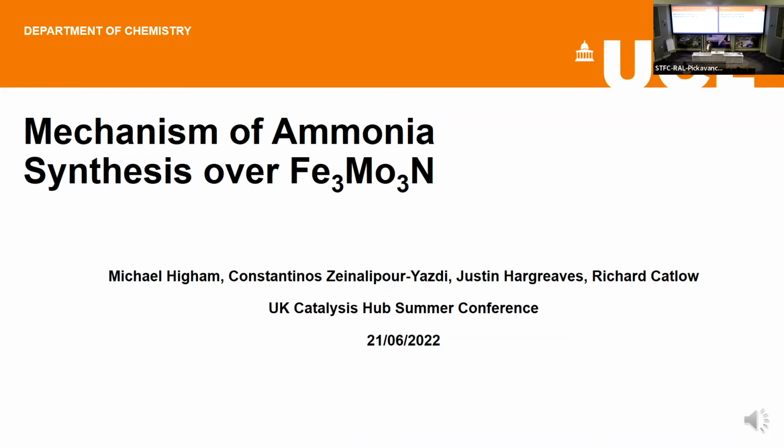So I'd like to present our work, which is using density functional theory methods to investigate the mechanism of ammonia synthesis on a ternary metal nitride surface. In doing so, we are able to obtain geometries for key intermediates and transition states. We're able to calculate reaction energies and activation barriers for key elementary processes. And in doing so, we gain valuable insights into the strengths and limitations of these materials as catalysts for ammonia synthesis.